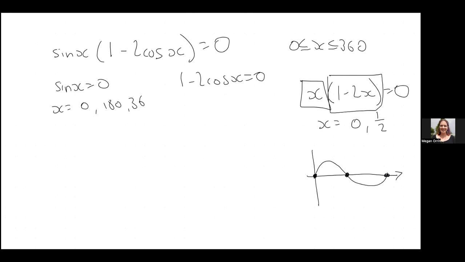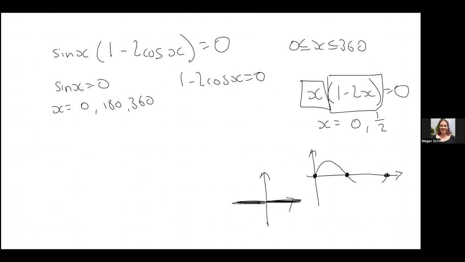Or you can do it with the CAST diagram, right? When it's 0, I'm at 0. The other time I'm at 0 is at 180. The other time I'm at 0 is back when I'm at 360. You can think about it on the CAST diagram as well, or on the graph. Either way, you will get these three answers.